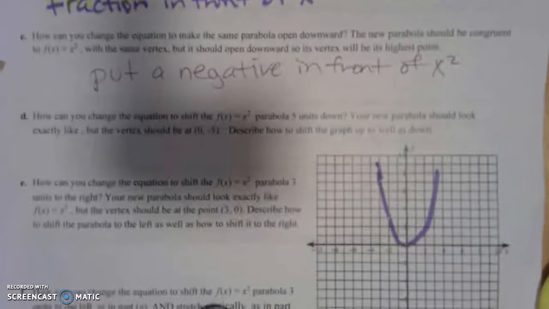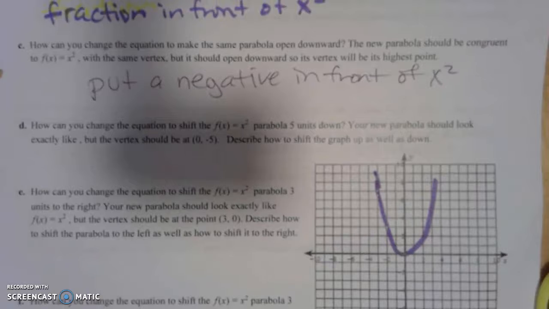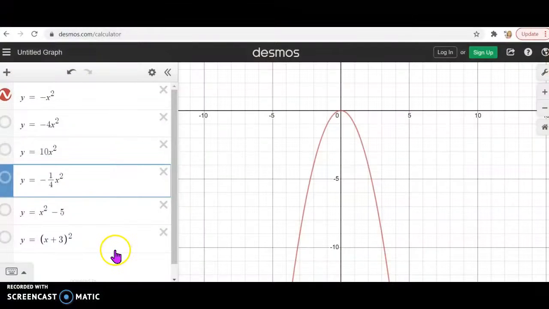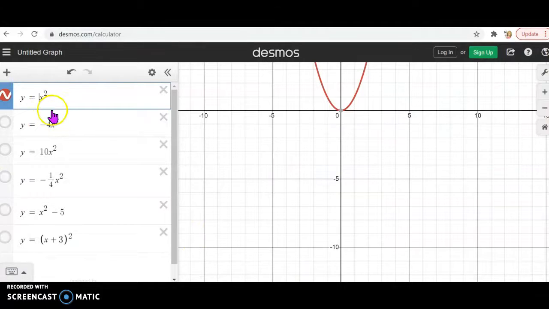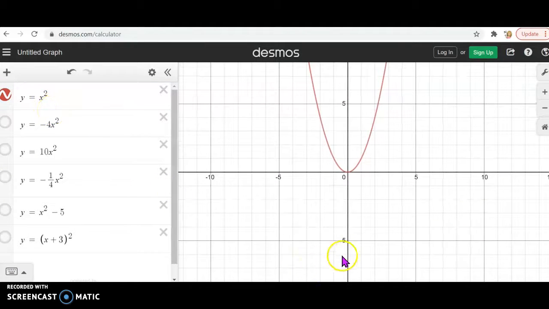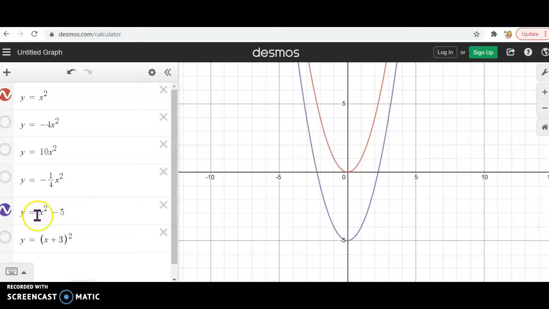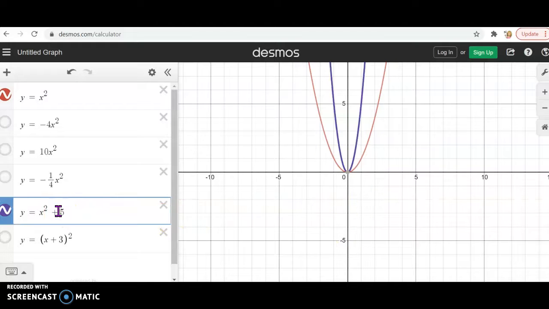Well, let's go back and play with Desmos and let's see what's happening here. We're going to go to a positive x squared, and I want to shift it 5 units down. So the vertex is going to move down here. So what if I subtract 5? Let's pick this graph right here. X squared minus 5, see how it subtracted 5? What happens if I change that to an add 5? Oh, it shifts it up.